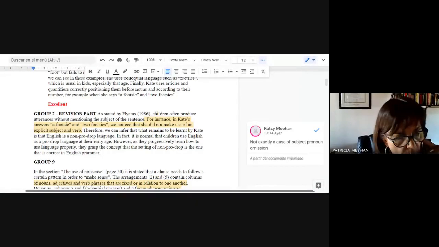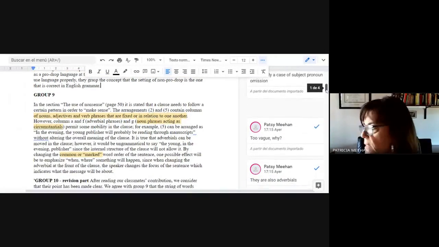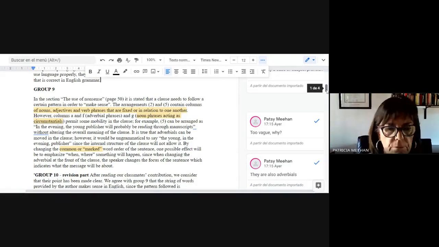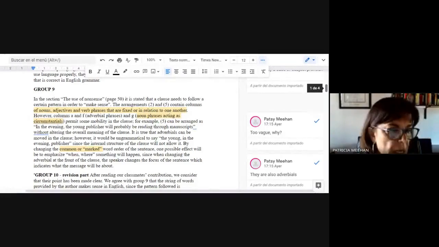Okay, then we can skip some of the groups, for example, group 9. Group 9 had to analyze these nonsensical, in a way, sentences Randolph Quirk uses to illustrate the importance of syntax. Now that I find the chapter, it's on page, I think it's 179 of the original chapter.